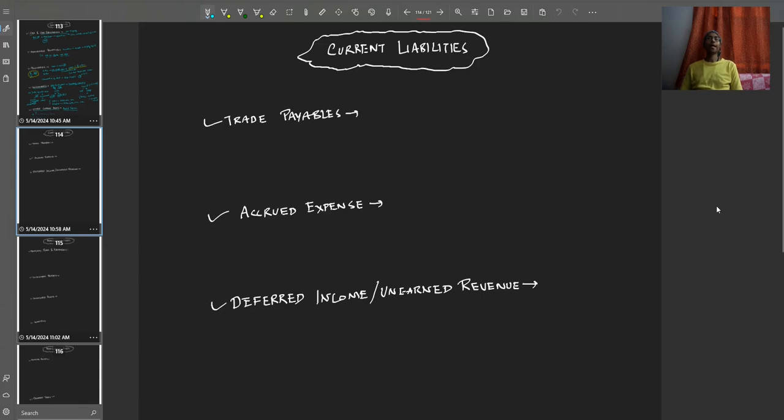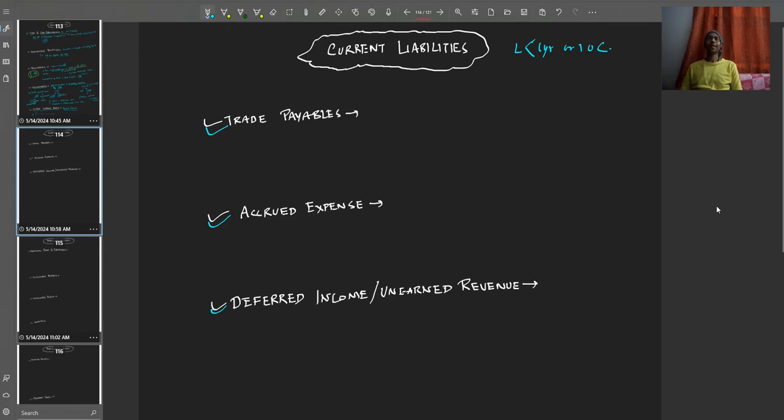Now we come to current liabilities. Current liabilities are basically those liabilities which have an exhaustion period of less than 1 year or less than one operating cycle. Within that, they have to be liquidated or paid off. So the items under it are trade payables, accrued expenses, and deferred income or unearned revenue. Let's look at each of them.